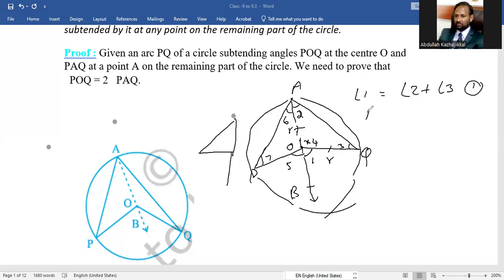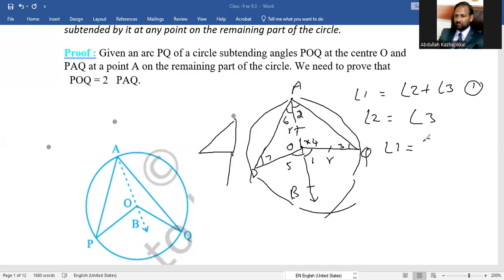So, angle 2 is equal to angle 3. In an isosceles triangle, 2 sides are equal, so opposite to those, 2 angles are equal. So angle 2 is equal to angle 3. That means angle 1 is equal to angle 2 plus angle 3.